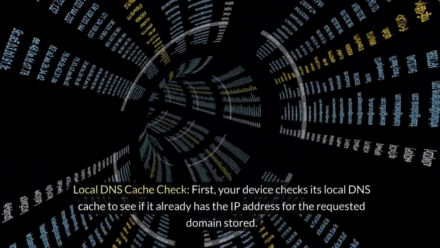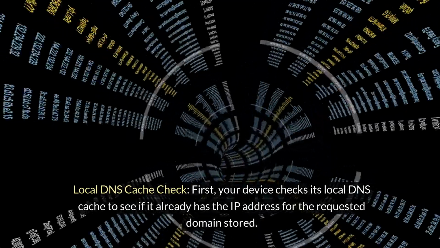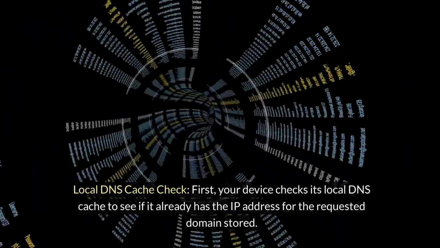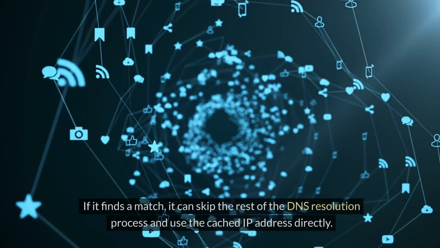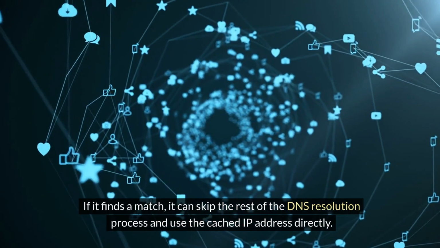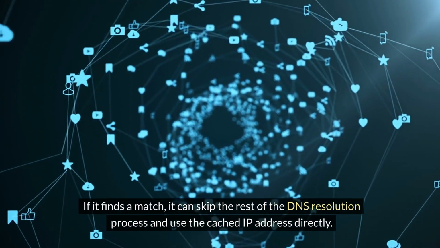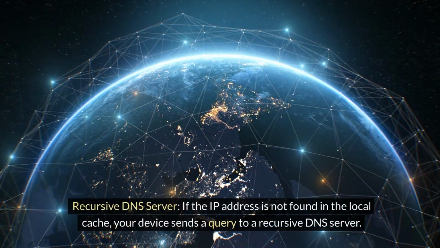Local DNS Cache Check. First, your device checks its local DNS cache to see if it already has the IP address for the requested domain stored. If it finds a match, it can skip the rest of the DNS resolution process and use the cached IP address directly.